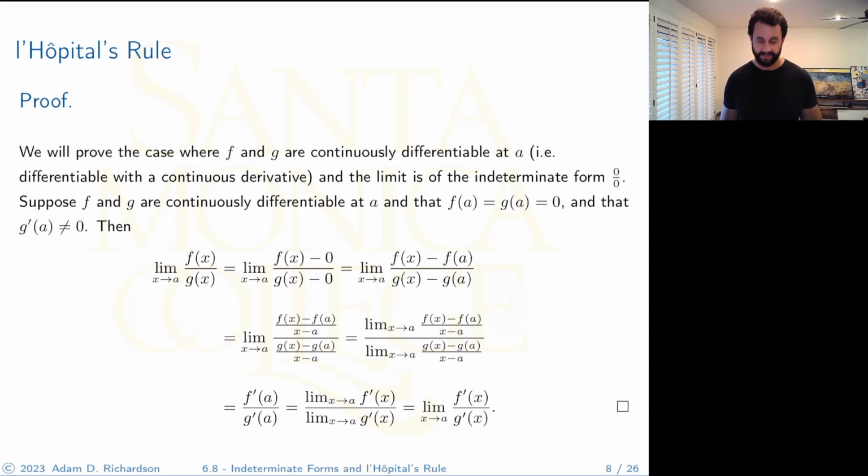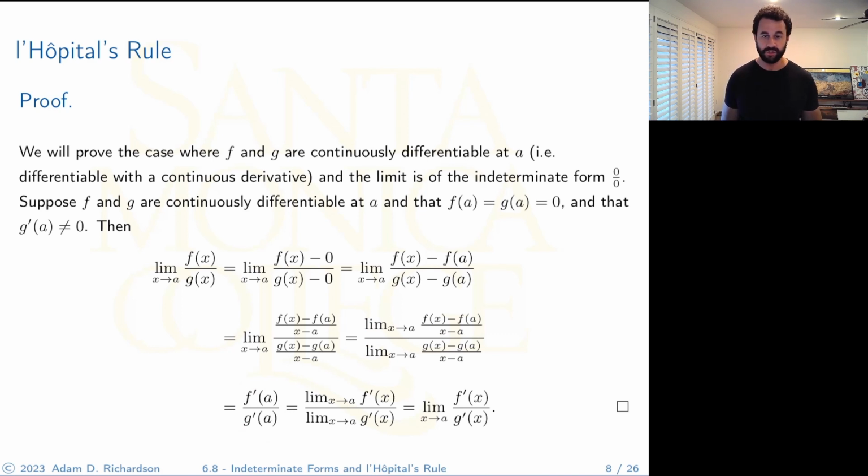Because now what do we have here? So this is the difference quotient. What is this thing right here? Well, that's the derivative of f at a, just by definition. So this is f prime of a, and this is g prime of a, and that's what we have down here: f prime of a over g prime of a.